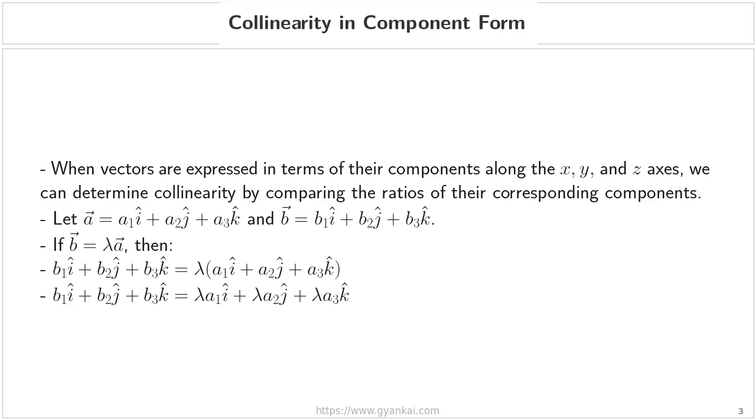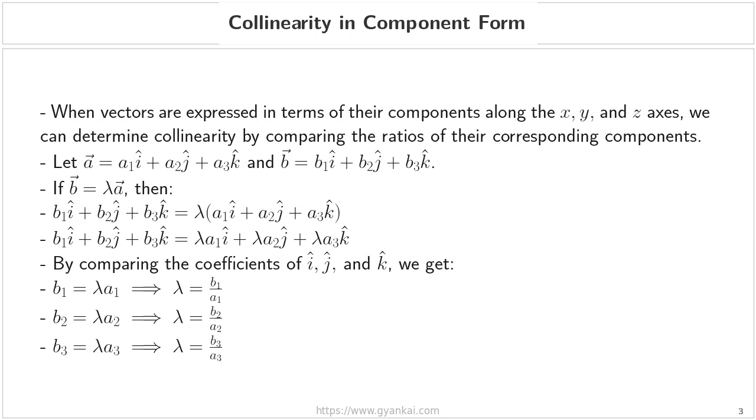By distributing that lambda, we see that the expression becomes b1 i hat plus b2 j hat plus b3 k hat equals lambda a1 i hat plus lambda a2 j hat plus lambda a3 k hat. Now, for these two sides to be truly equal, the coefficients of each unit vector must match exactly. By comparing the coefficients of i hat, j hat, and k hat, we can derive three separate equations.